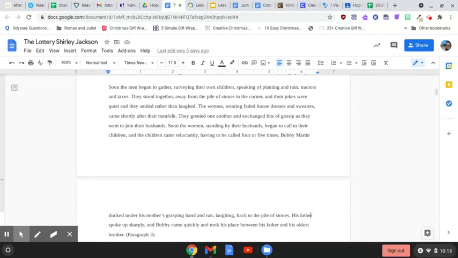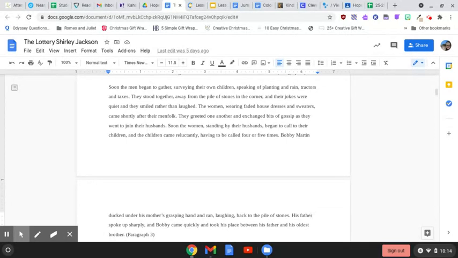Soon the men began to gather, surveying their own children, speaking of planting and rain, tractors and taxes. They stood together, away from the pile of stones in the corner, and their jokes were quiet, and they smiled rather than laughed. The women, wearing faded house dresses and sweaters, came shortly after their menfolk. They greeted one another and exchanged bits of gossip as they went to join their husbands.